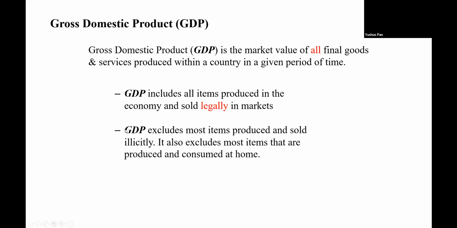And the second sentence is, it also excludes most items that are produced and consumed at home. It's kind of the same as the last slide. If you produce or consume at home, which means you do not need to pay money or receive some income from that part. So if you see no money, then any actions will not count as GDP. So it should be all goods and all legally goods or services in the market.